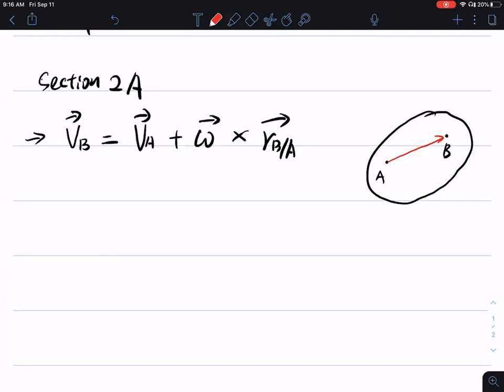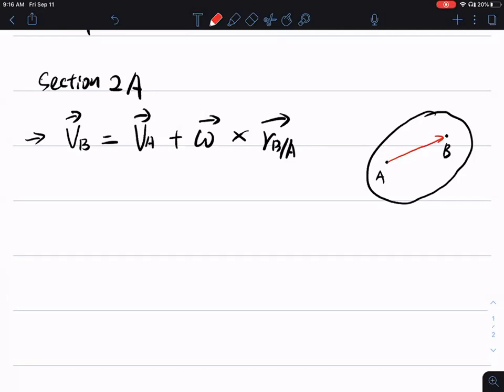Okay, so this is the first equation, the velocity equation. That tells us if we want to find a velocity of a point on a rigid body, we have to know three things. We have to know the velocity of another point, the angular velocity, and the position vector between these two points. So when you want to find the velocity, you have to find those three pieces of information before you can apply this equation.